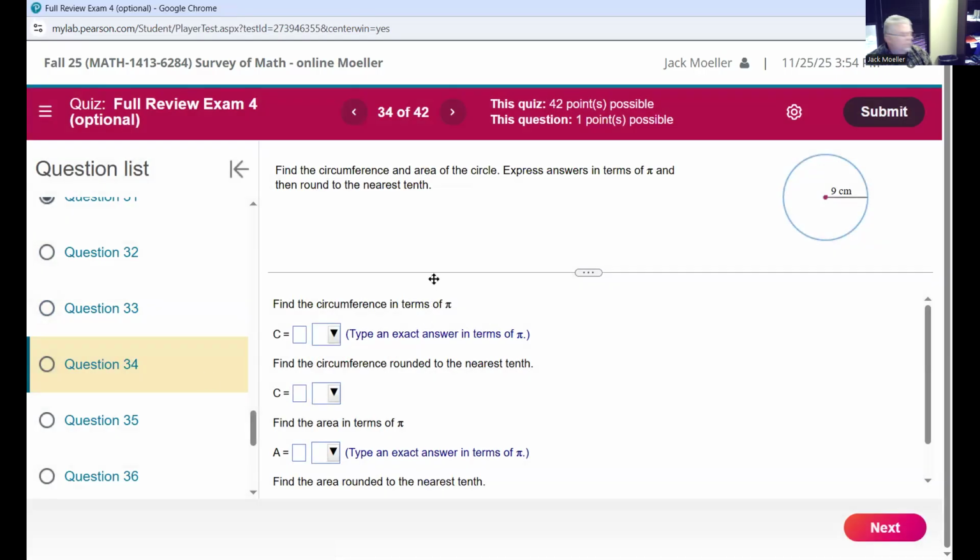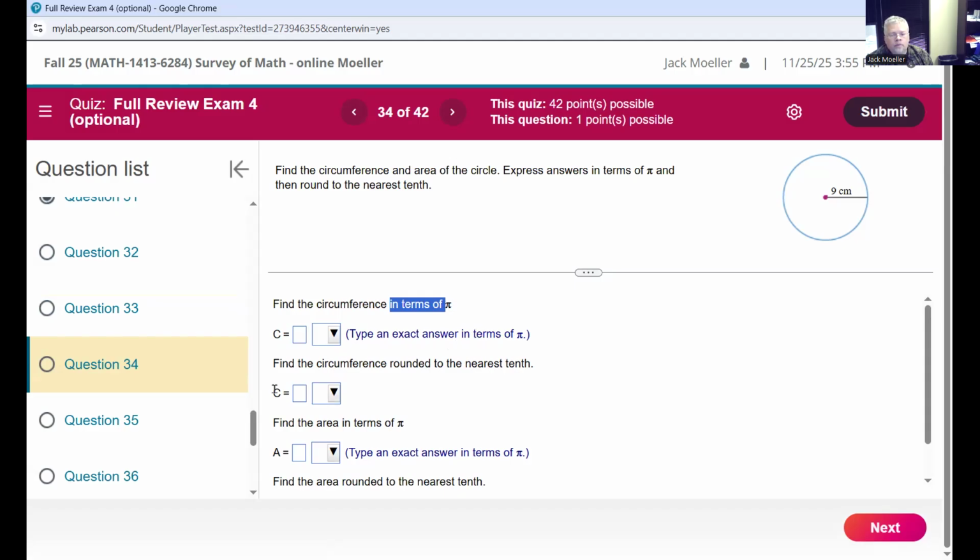All right. So circles. Talked about this in the video multiple times. Where you have to be careful is in terms of pi. When it says in terms of pi, type in the answer in terms of pi. That means do not plug in 3.14. Leave pi as pi. Okay.